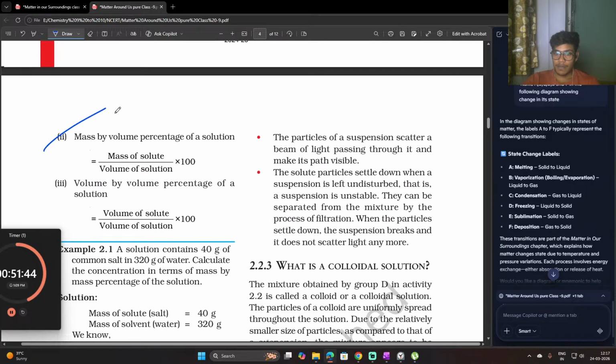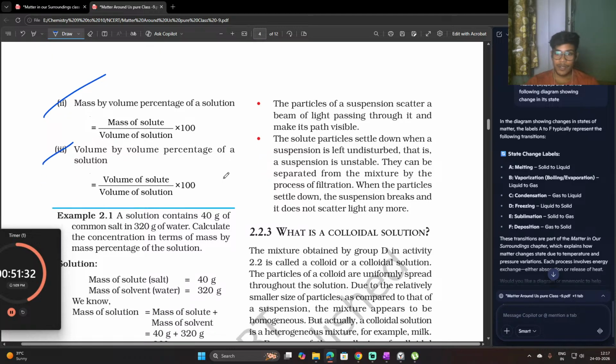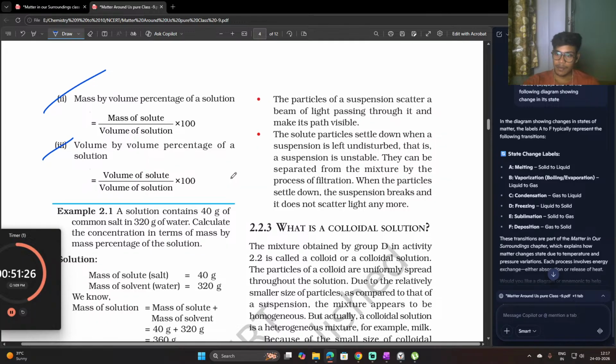The second formula is mass by volume percentage of a solution: take the mass of solute and divide by the volume of solution into 100. That's all. The third is volume by volume percentage of a solution: volume of solute divided by volume of solution into 100. That's all.